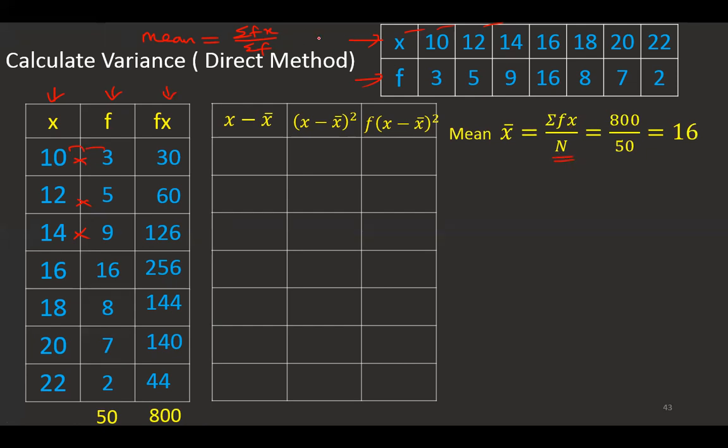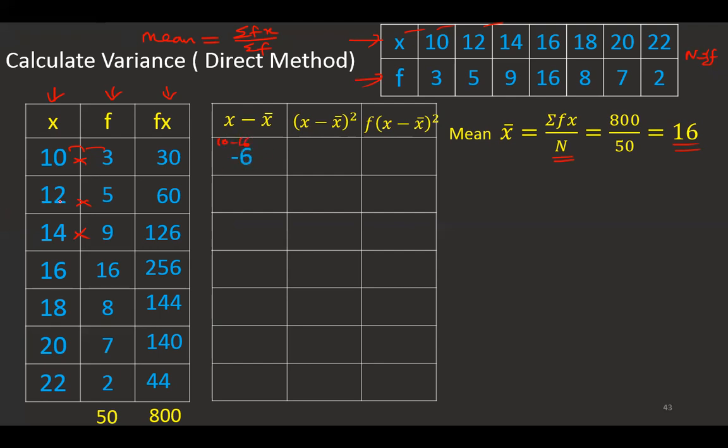So whenever I say capital N, it is nothing but sigma F. Remember, capital X is sigma N. Now I got 16. I'm going to subtract that 16 from X. X is 10, so here I write 10 minus 16. Now it comes to minus 6.